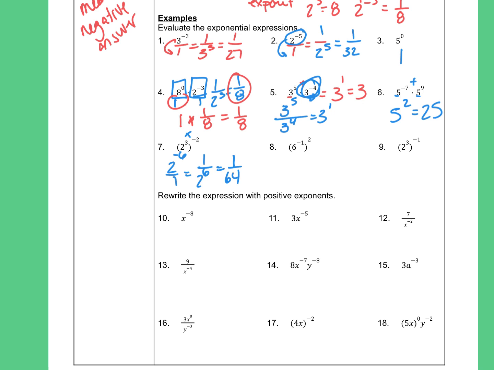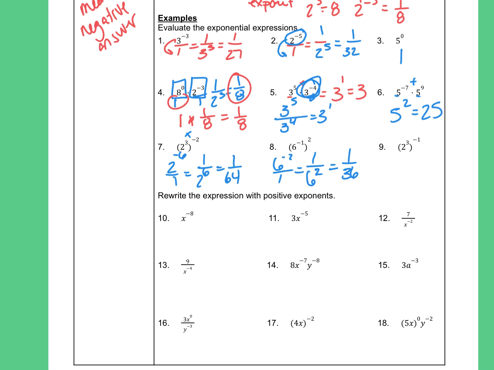Similar on number 8, we're going to multiply those exponents, so that's 6 to the negative 2. Can't leave that as a negative exponent, so take the reciprocal of it, 1 over. When I do that, I get a positive exponent. And 6 to the positive 2 is 36.